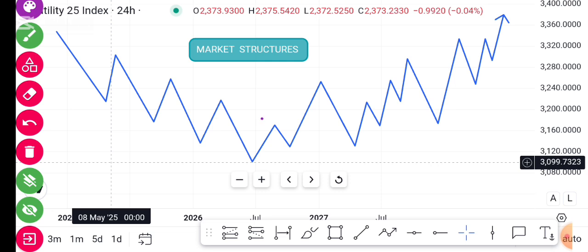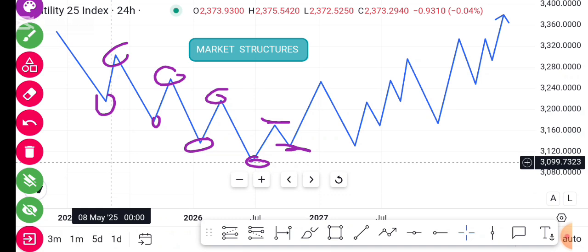Now you can see here we have a minor structure. We have this minor structure here. So this is a swing structure, which is presenting the movement of the direction of the market. That is what causes us to know that the price, now, is being controlled by the sellers.